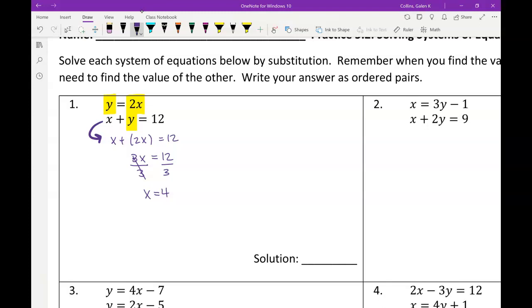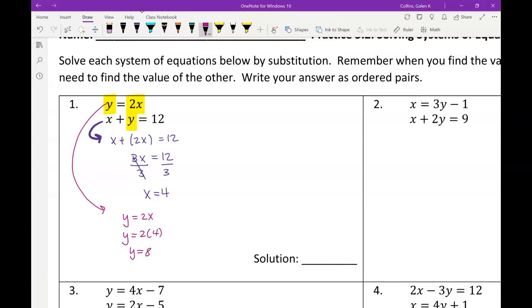So now I have found half of my solution. We found the x value that should be true for both equations. So we also need the y value. We could plug this into either equation, but we have one that says y equals 2x. That seems like the easiest one to use. So if y equals 2x, when x is 4, y equals 2 times 4, which is 8.